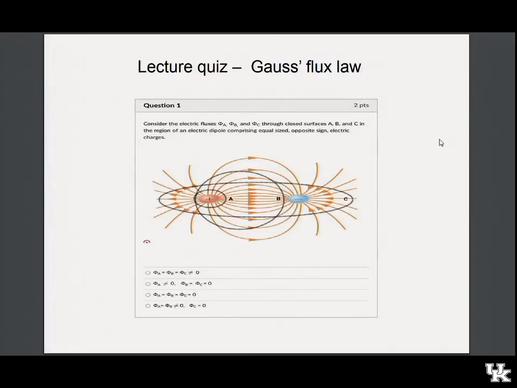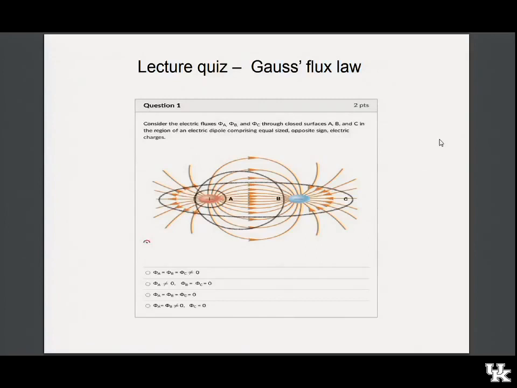I hope. So A and B have positive charge overall inside them. And so they will have a non-zero positive flux through them in proportion to that charge. C, on the other hand, contains the positive charge, but also contains the opposite sign negative charge. So C has overall one positive, one negative charge, a total charge inside it that's zero.